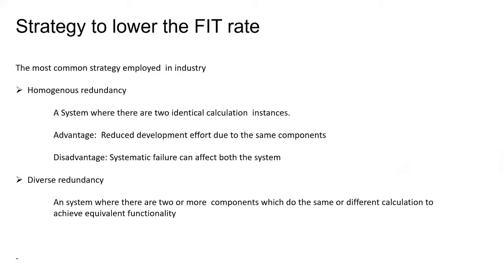Now, what are the different strategies to lower the FIT rate? The most commonly employed in our industry are two. The first is what we call homogeneous redundancy. I think these terms are very important because this is what we all work with in our industry. Homogeneous redundancy means a system where there are two identical calculation instances, two identical systems running at the same time. Basically, if one fails, the other system can take over.